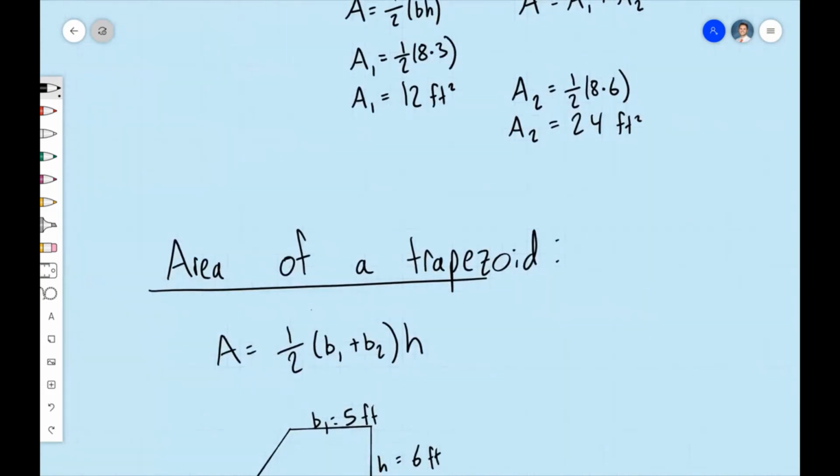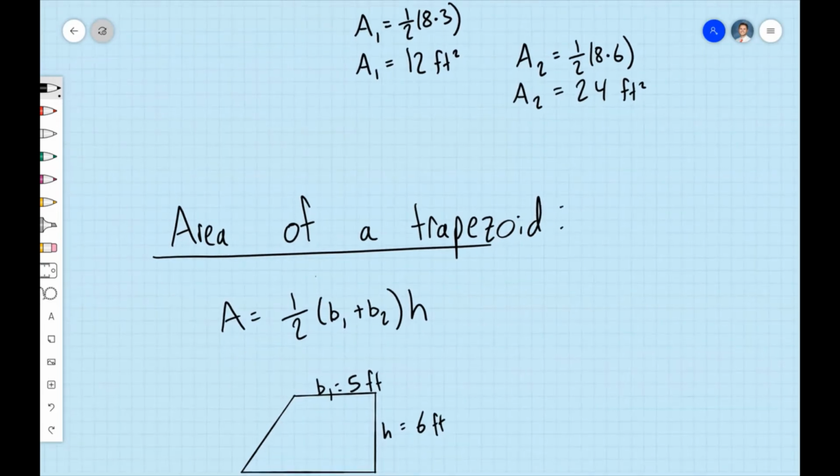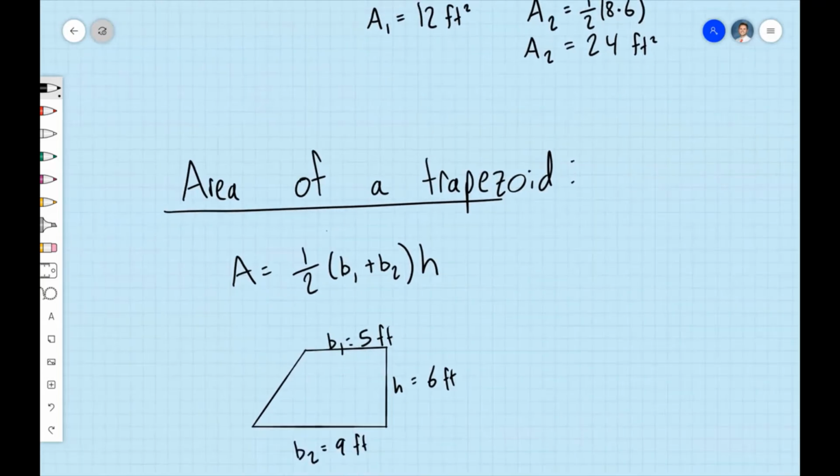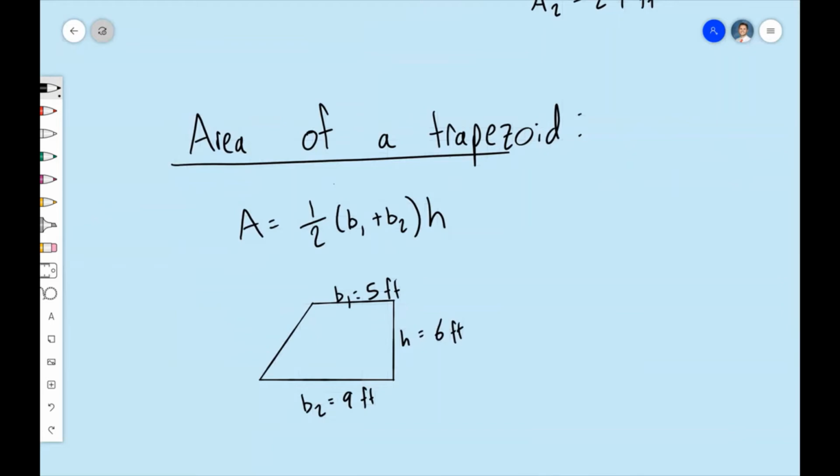All right, now let's look at finding the area of a trapezoid. So the formula for finding the area of a trapezoid is 1/2 base 1 plus base 2 times height. So if we look at this here, we have base 1 is labeled as 5 feet, base 2 is 9 feet, and then the height would be 6 feet. So we can find 1/2 base 1 plus base 2 and multiply by the height. So let's go ahead and solve that here.